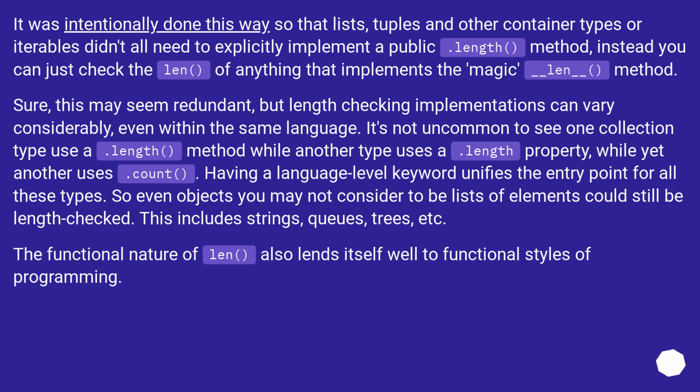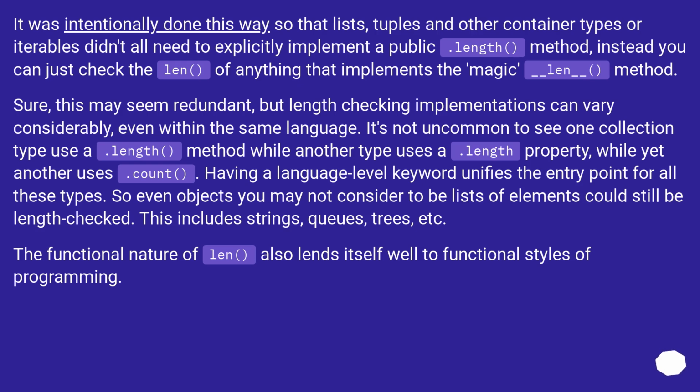Sure, this may seem redundant, but length checking implementations can vary considerably, even within the same language. It's not uncommon to see one collection type use a .length method while another type uses a .length property, while yet another uses .count. Having a language level keyword unifies the entry point for all these types.